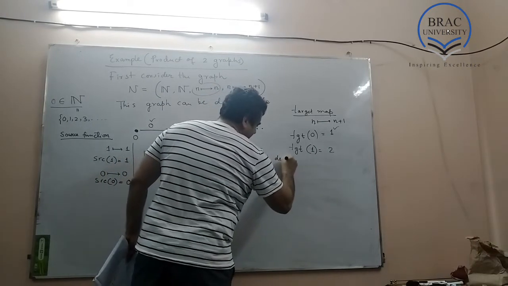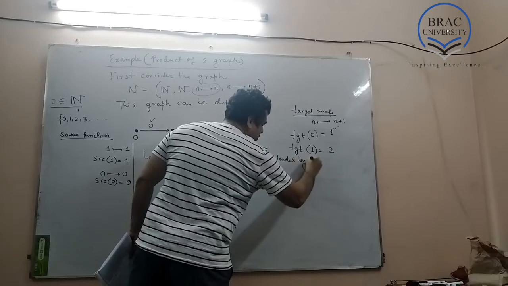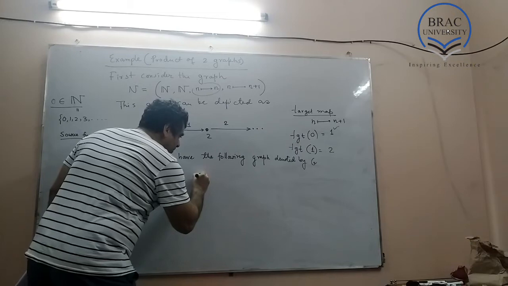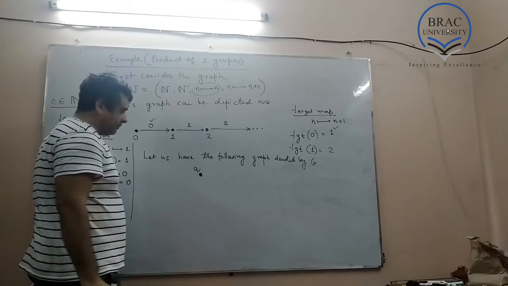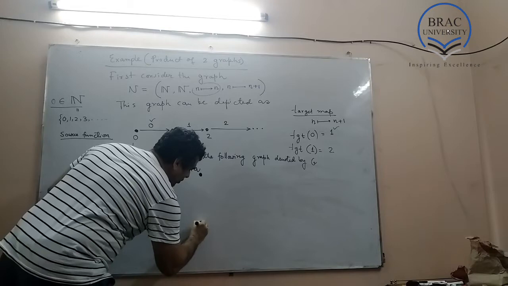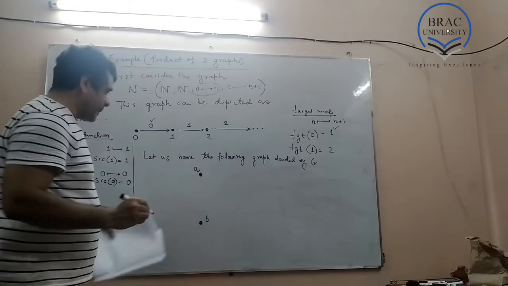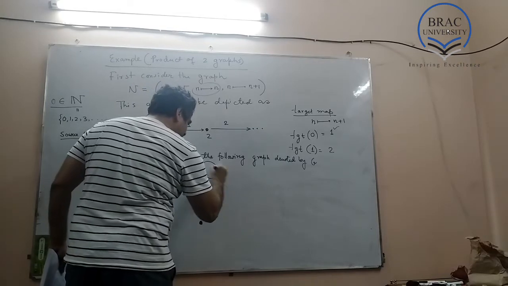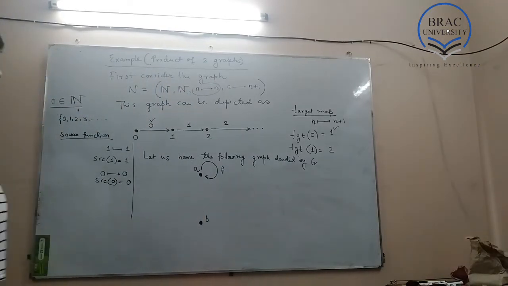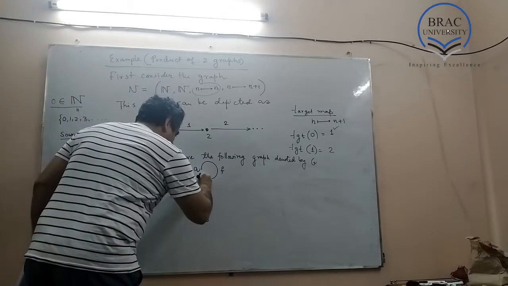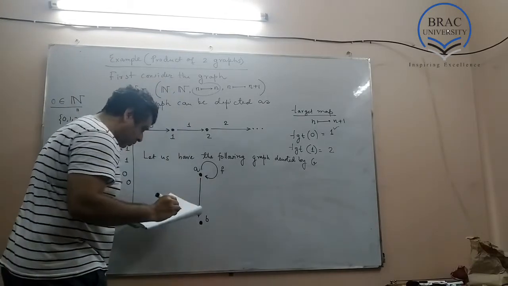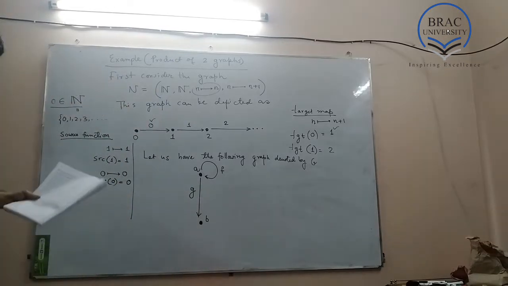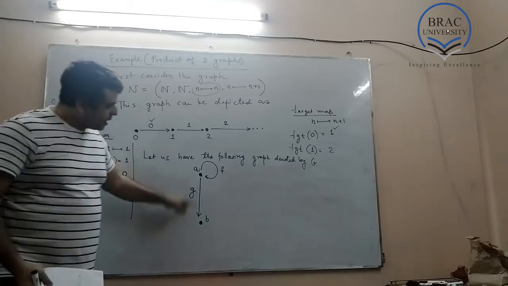Denoted by G. Okay, what is that? So there are two vertices. One is A and another is B. There is a loop from A to itself called F. And there is an arrow from A to B that we denote by G. Okay? So this is the graph. Simple graph. Two vertices and two arrows.